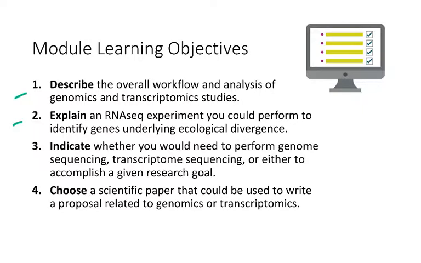You'll be able to explain an RNA-seq experiment you could perform to identify genes underlying ecological divergence, or again, that's often synonymous with local adaptation. You'll be able to indicate whether you would need to perform genome sequencing, transcriptome sequencing, or either to accomplish a given research goal. And then lastly, like we've been doing, you'll be able to choose a scientific paper that could be used to write a proposal related to genomics or transcriptomics.